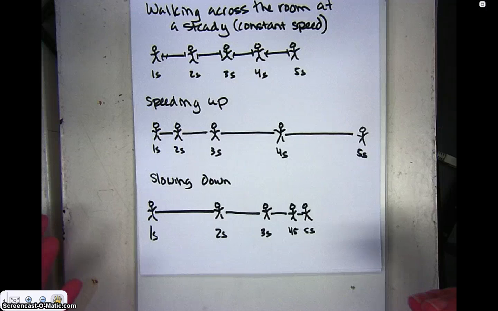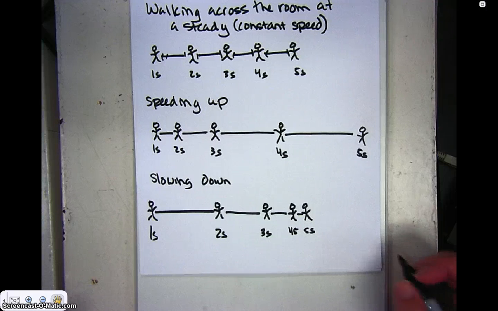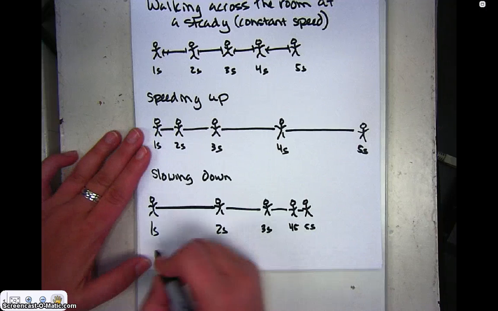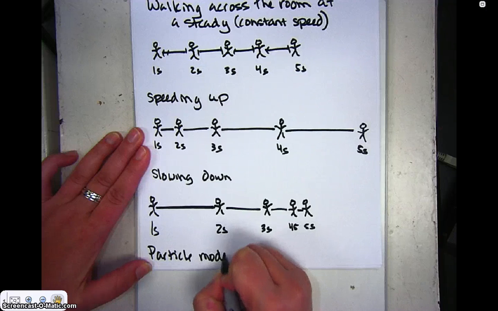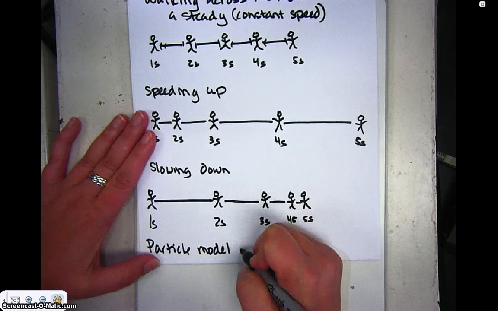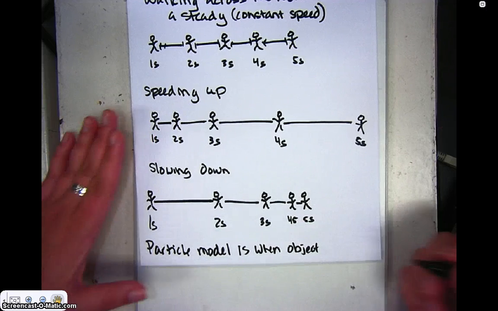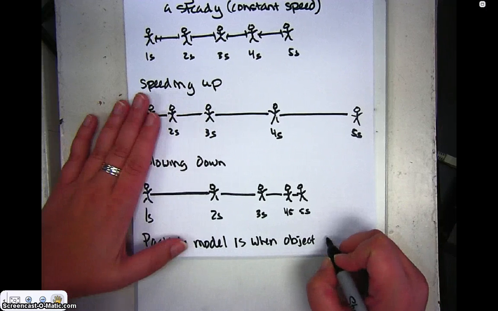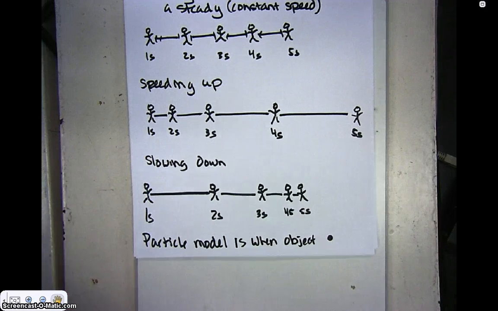Now, we can observe all different kinds of objects in motion. I drew little stick figures for a person, but we can represent any object using a particle. The particle model is when the object is represented by a dot, and it makes it easier for us to draw. If we were observing a car, we wouldn't have to draw a car. And we'll do a couple examples of some particle models. So those are real basic examples.